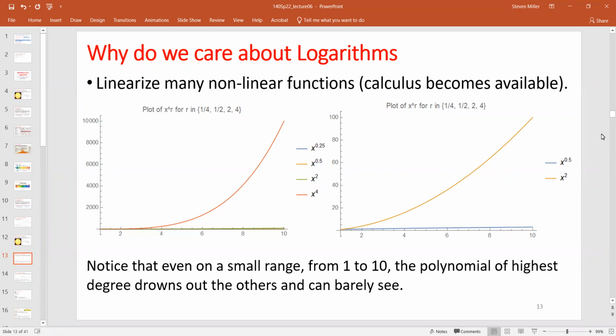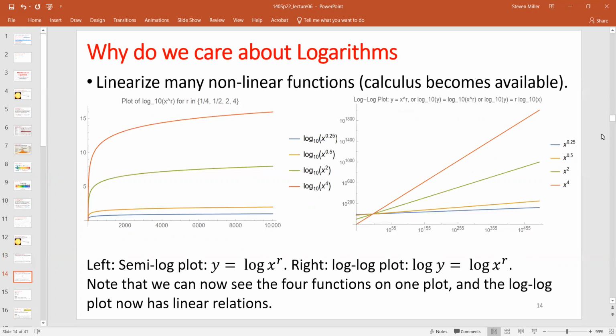And if I just plot the highest two, and I'm only plotting up now to, I'm sorry, I'm plotting the next x to the 0.5 and x squared. And even for there up to 10, I can barely see the x to the 0.5 growing. I can see it, but it's hard.